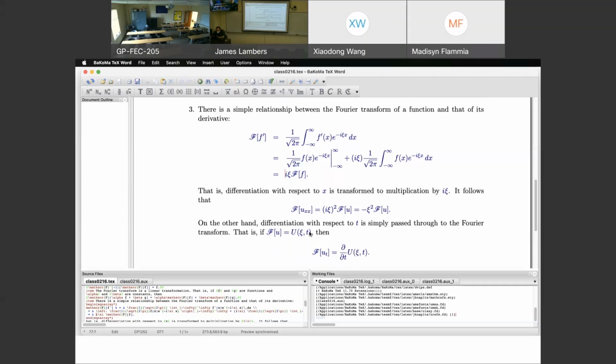So therefore, for derivatives, the differentiation with respect to t just passes through the transform. So here, if I know that the Fourier transform of little u is capital U, and I want to know the Fourier transform of the derivative of little u with respect to t, I'm going to take a derivative of the transform with respect to t. Whereas the Laplace transform is normally applied to functions of time, the Fourier transform is applied to functions of space. So other variables are just ignored in a way.